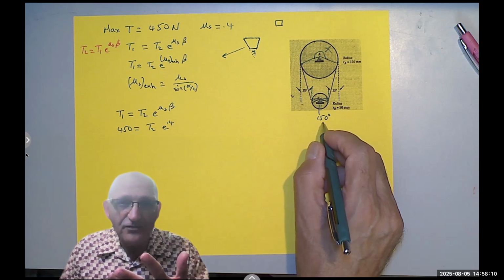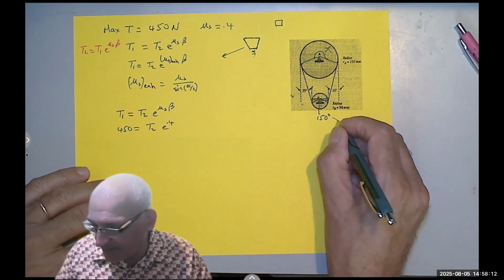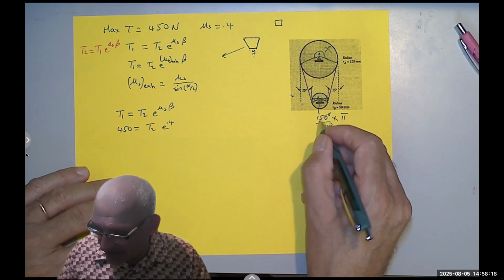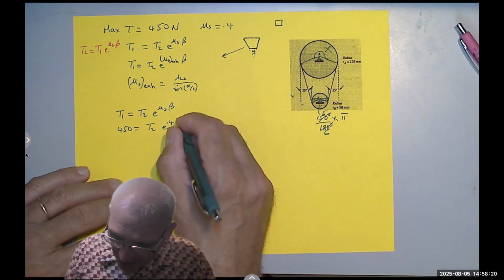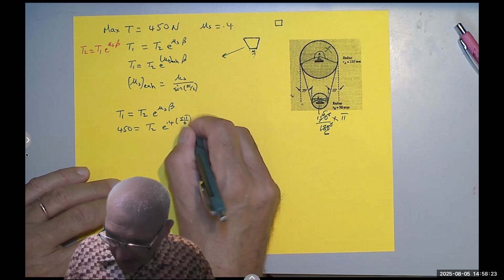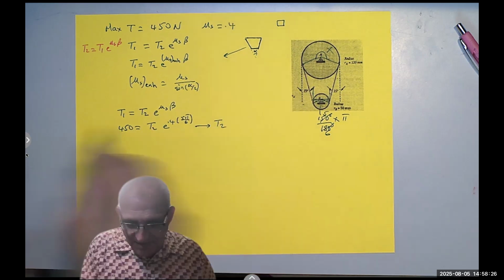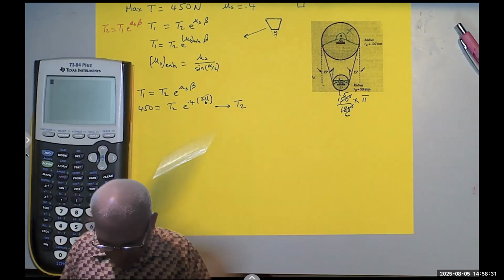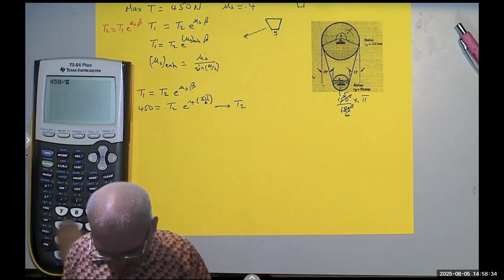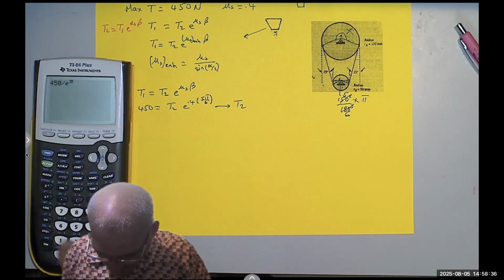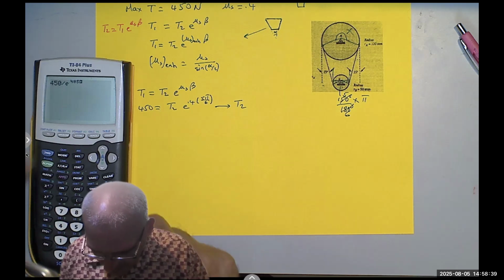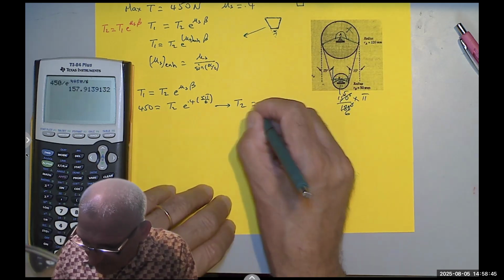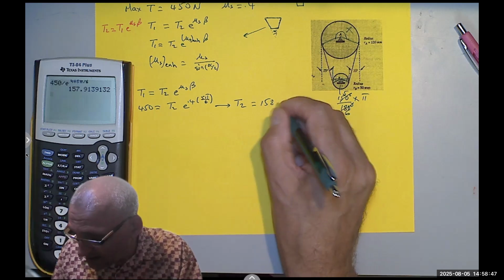150 meaning 5 pi over 6, right? Again, you can multiply by pi, divide by 180, simplify by 30 degrees. So that becomes 5, and that becomes 6. So 5 pi over 6. Meaning, to find T2, I will be dividing 450 divided by e raised to the power of 0.4 times 5 pi over 6. It's 157 or roughly 158 Newton.